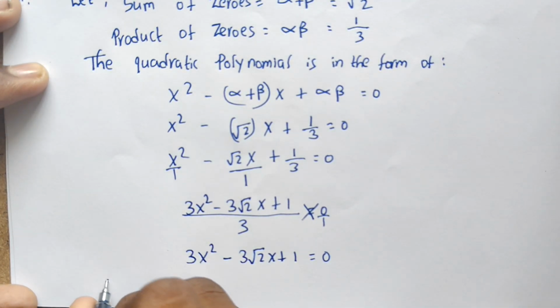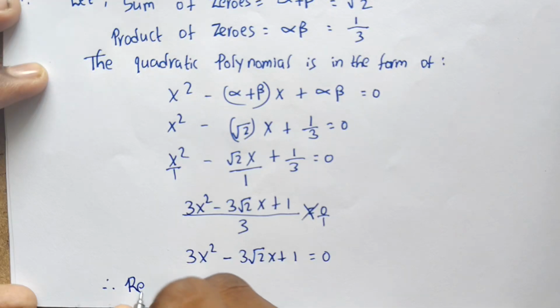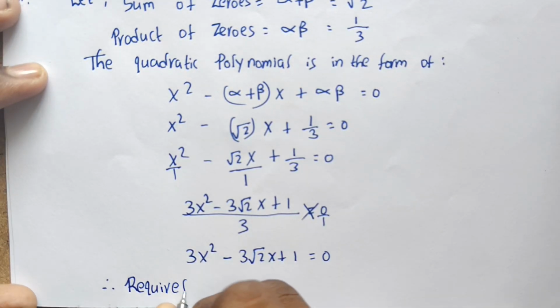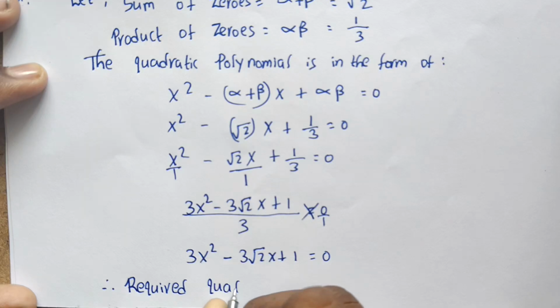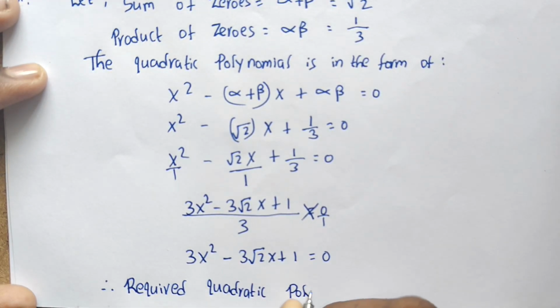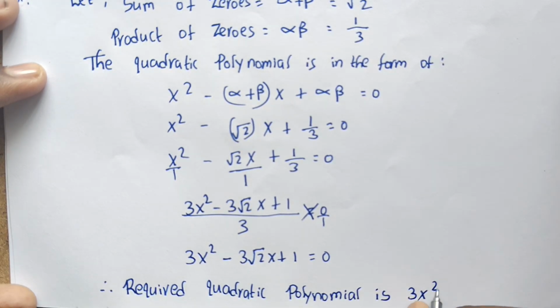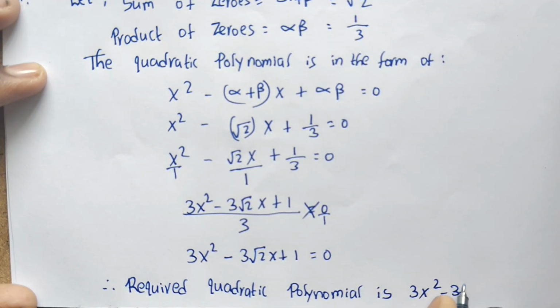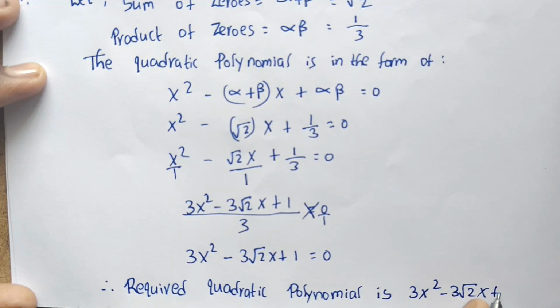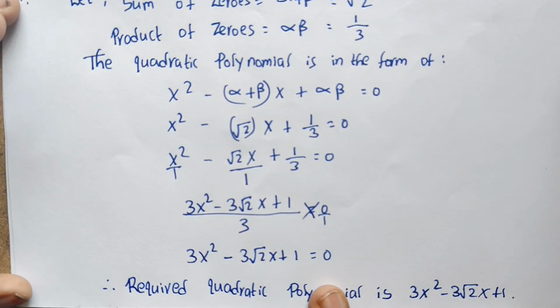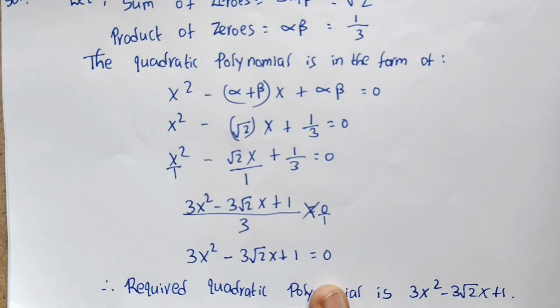Therefore the required quadratic polynomial is 3x square minus 3 root 2 into x plus 1. So we have completed the second problem. Let us go to the third problem. Here the third problem is 0, comma, square root of 5.